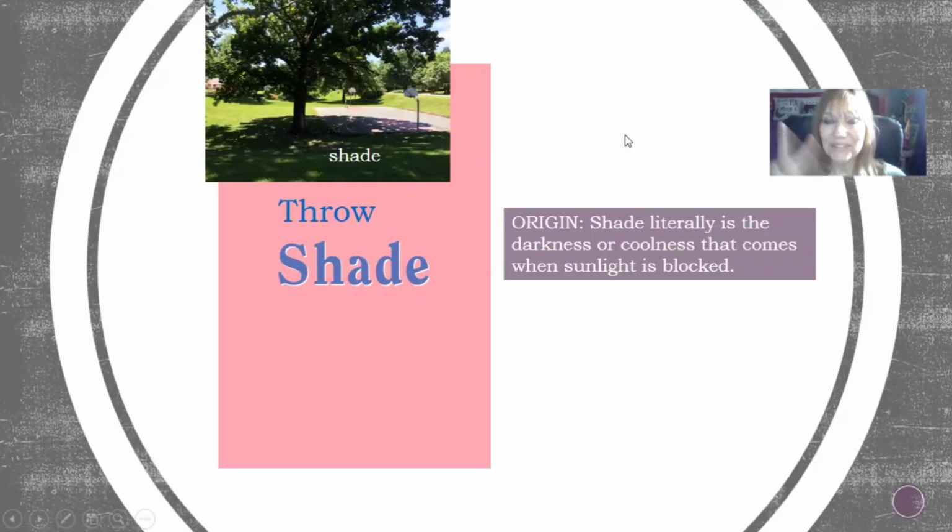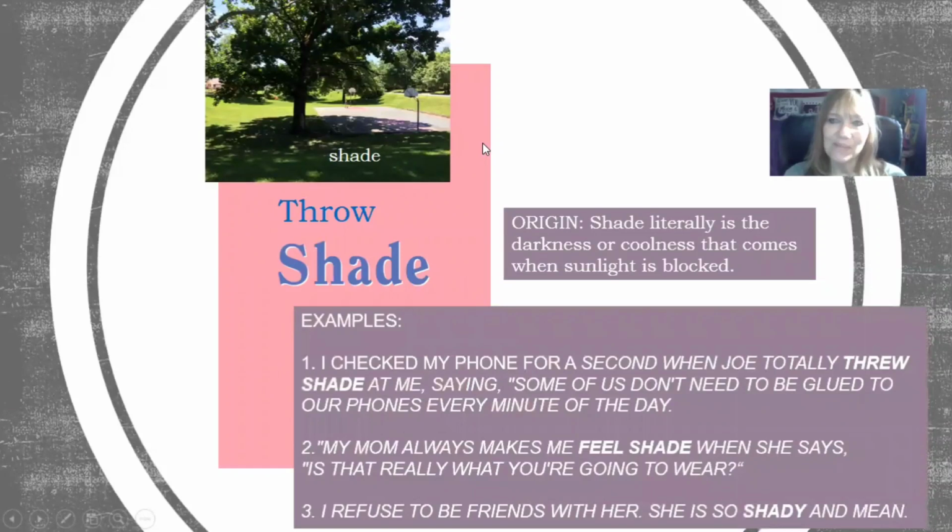Term number 2 is throw shade. And what's the origin of that? Well, shade literally is the darkness or coolness that comes when sunlight is blocked. So in the picture here, this is shade. So let me give you some examples. I checked my phone for a second when Joe totally threw shade at me, saying some of us don't need to be glued to our phones every minute of the day. So what do you think it means that Joe totally threw shade at me? What do you think?